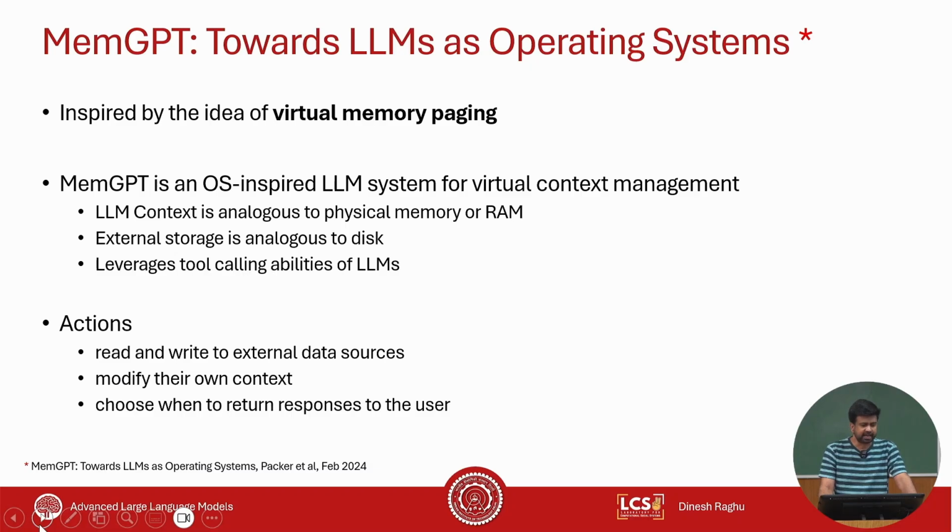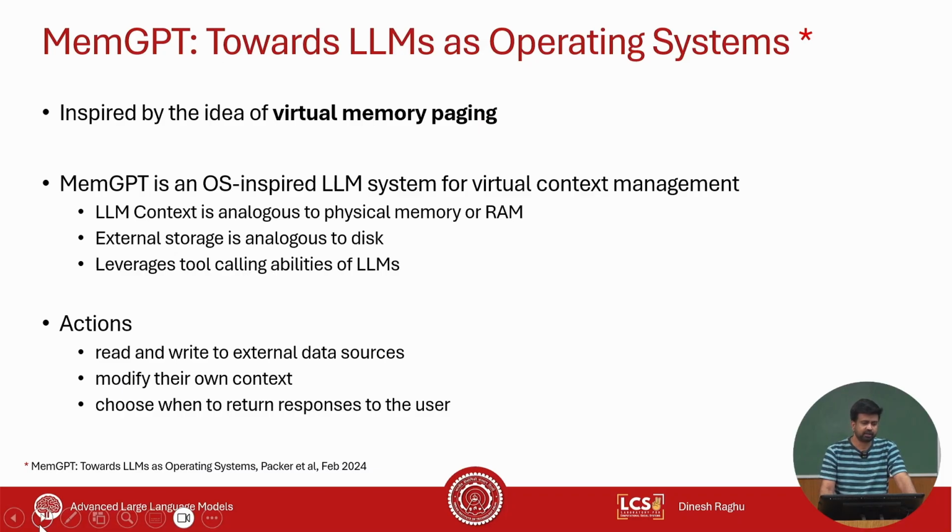So what are the actions that this memory management system can perform? Some of the actions are, it can read or write from an external data source, or it can read or write from some part of the internal context as well. And it also decides when it should do memory operations and when it should call back to the user. So this is a very generic architecture. If you want to work on an agent and you feel like context management becomes a big problem, then you could draw lessons from this particular work and include that.